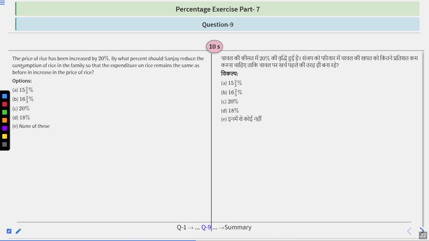Next question is, the price of rice has been increased by 20%. By what percent should Sanjay reduce the consumption of rice in the family so that the expenditure on rice remains the same as before the increase in the price of rice? So you have 5 options and 10 seconds to solve this question. Your time starts now.